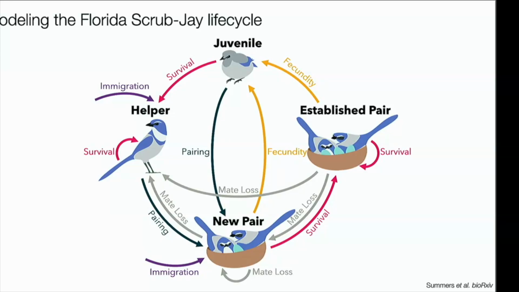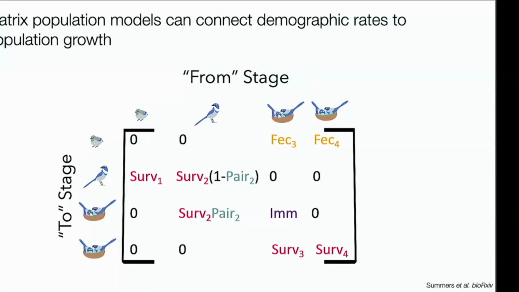And so essentially from our census data and this life cycle diagram, we can construct matrix population models that connect demographic rates such as survival, probability of pairing, immigration, and fecundity to changes in population growth rates over time. And so we performed what's called a life table response experiment to quantify how much variation in these different vital rates contributes to observed variation in population growth rates over time.